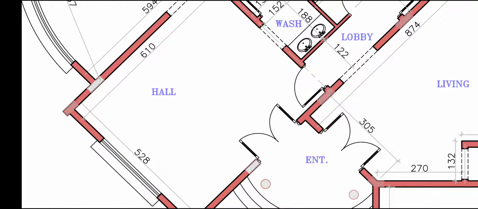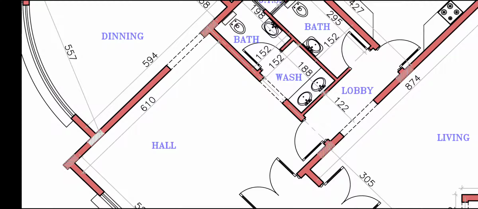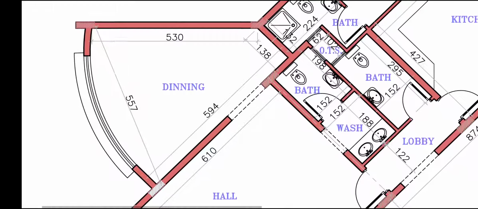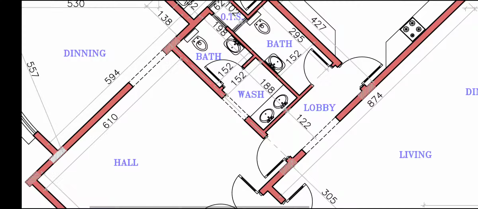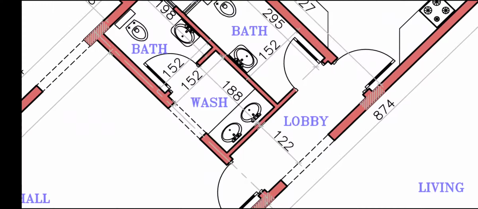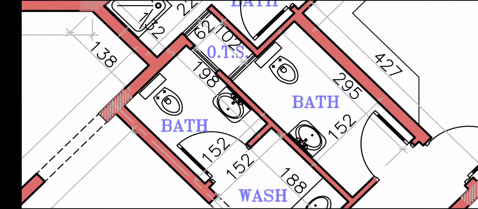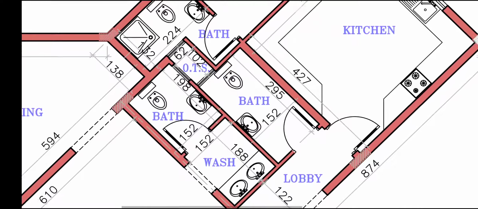This is our hall, 528 by 610, and on this side we are getting our dining, 557 by 530 on this side, and 594 on this side. Wonderful dining. And here you can see this is our attached bathroom and wash area, 188 by 152, and this bathroom is 198 by 152.